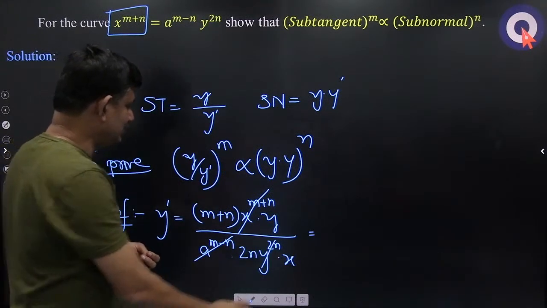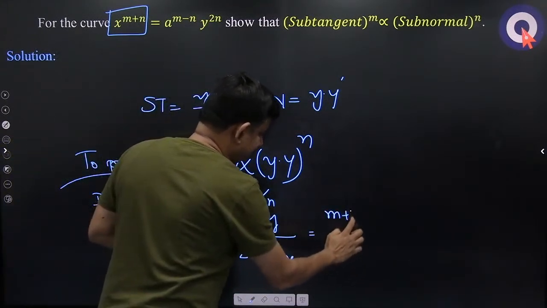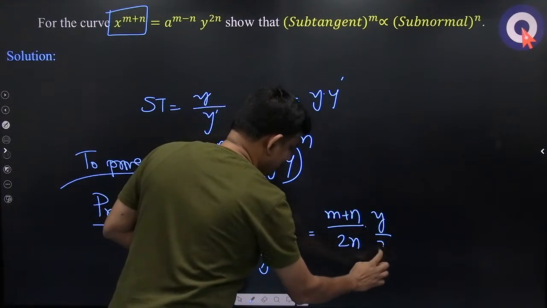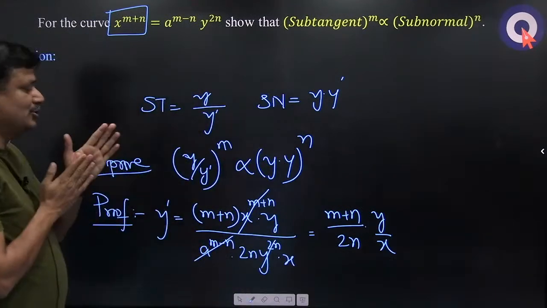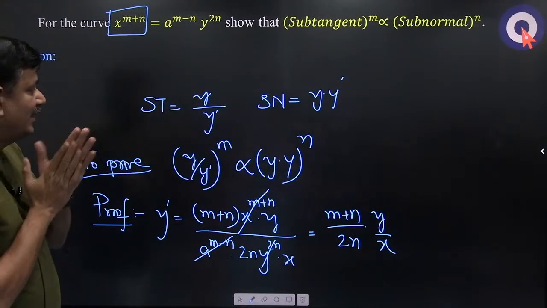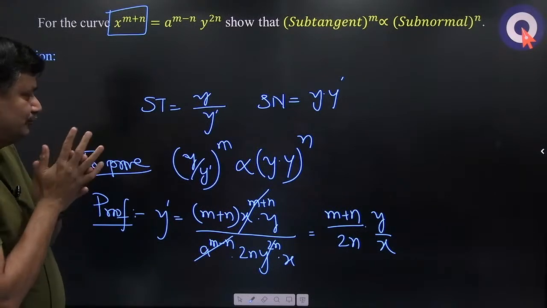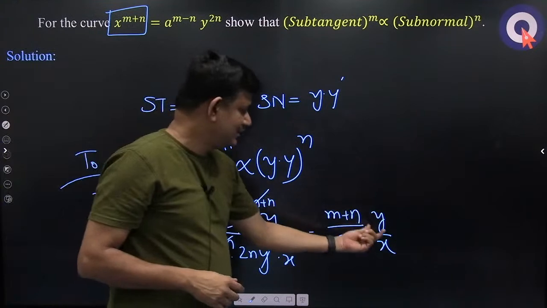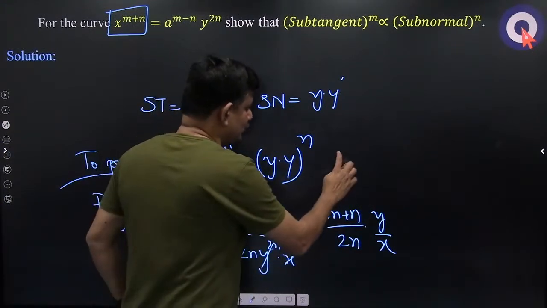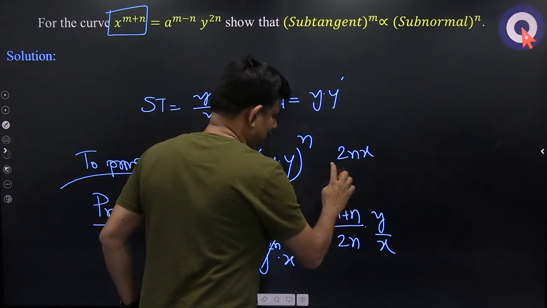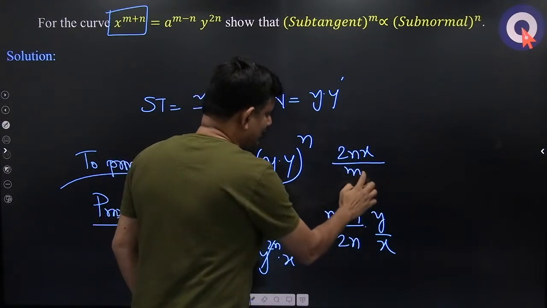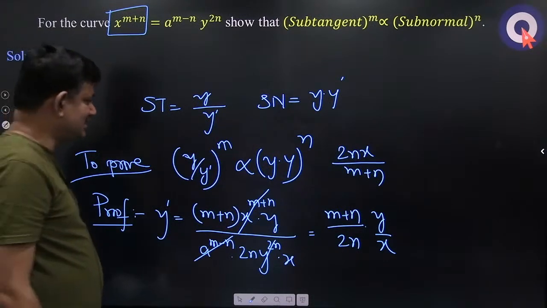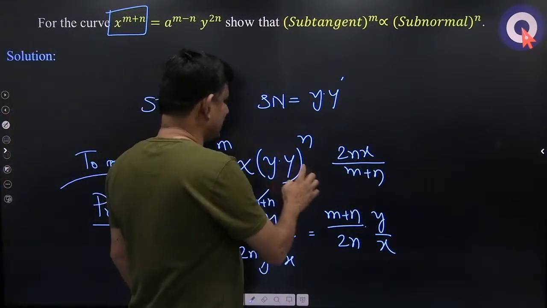So what will you be left with? Is m plus n divided by 2n into y by x. This will be your y dash. Now what is that we need to prove? Y by y dash. Y by this quantity. How much will it be? 2nx divided by y gets cancelled. M plus n. 2nx divided by m plus n will be your subtangent.